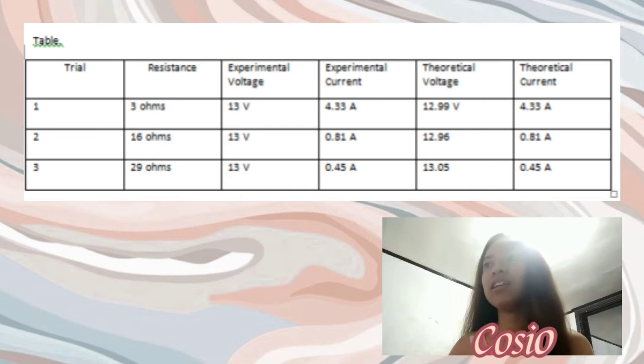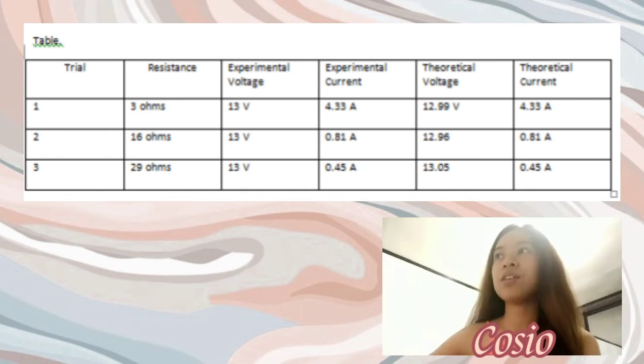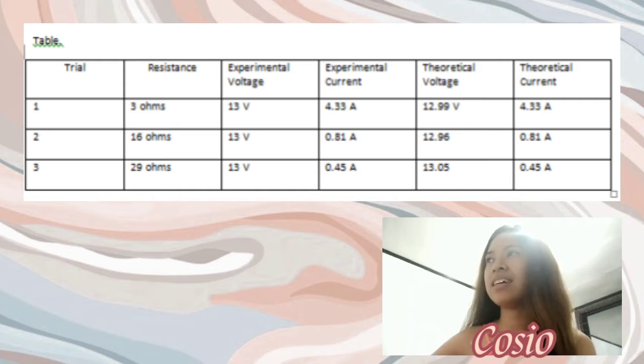Proceeding to the second trial, we have our resistance set to 16 ohms, our experimental voltage set to 13 volts, and that yielded the experimental current of 0.81 ampere. We then solved for the theoretical voltage, which is to multiply 0.81 ampere by 16 ohms. That equates to 12.96 volts. For the theoretical current, we then divided 13 volts by 16 ohms, which resulted to 0.81 ampere, which is just the same as the experimental current.